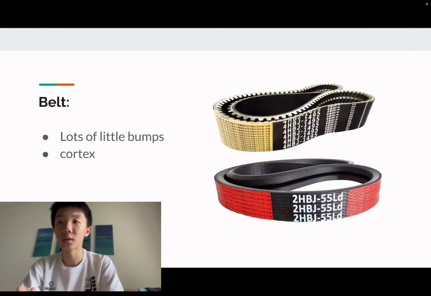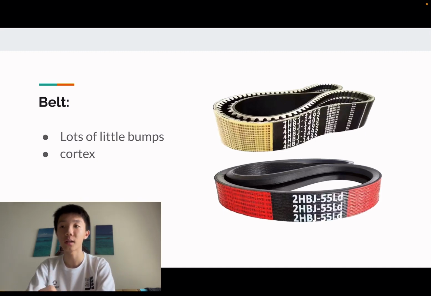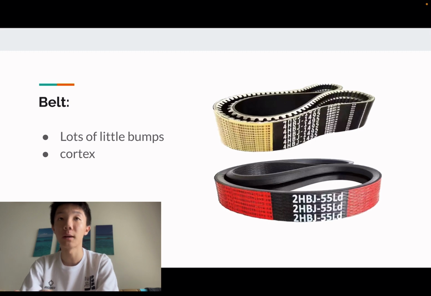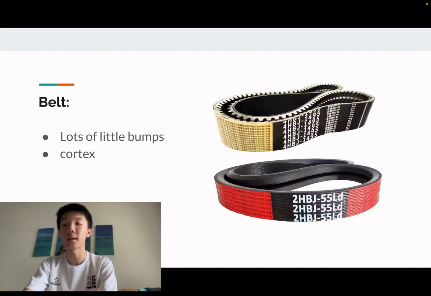And belts are usually made of leather because leather can hold up longer in hot conditions, which may occur when belts and pulleys generate heat.